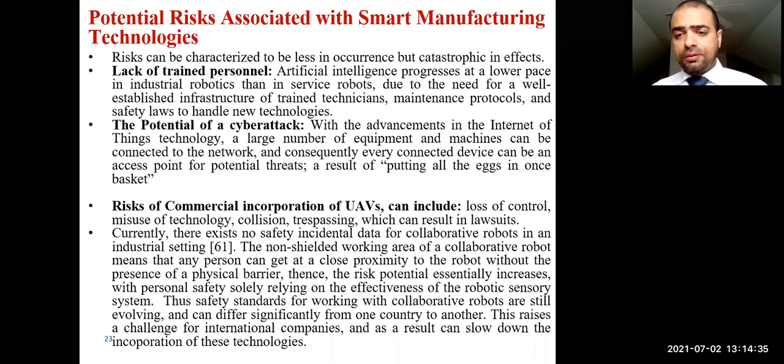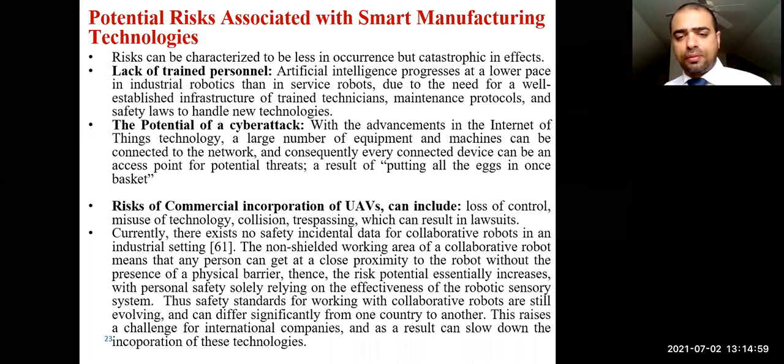Now, for UAVs, for example, if we take mobile robotics and UAVs particularly, one challenge is the possibility of loss of control of the technology, trespassing, collision. All these can result in lawsuits. So these are risks that are still being investigated for future use.